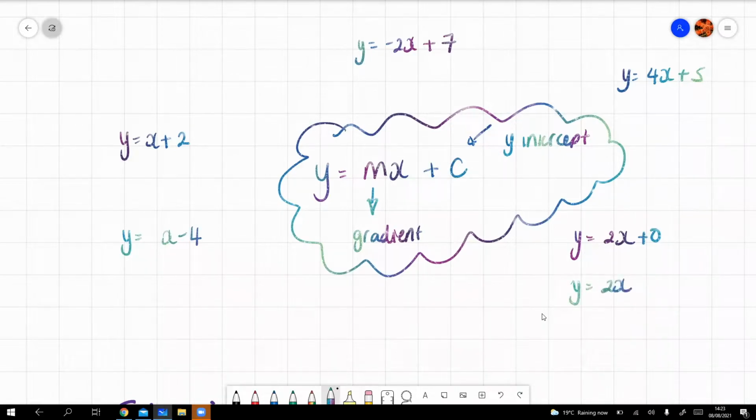If you've got an equation that says y equals something x plus a number, that would be a straight line graph. If you had something like y equals x squared, with an x squared in it, that would be a quadratic graph, so you wouldn't get a straight line graph. Or if you had y equals x cubed, that would be a cubic graph. Again, it would not be a straight line graph. Anything of this format would be a straight line graph.